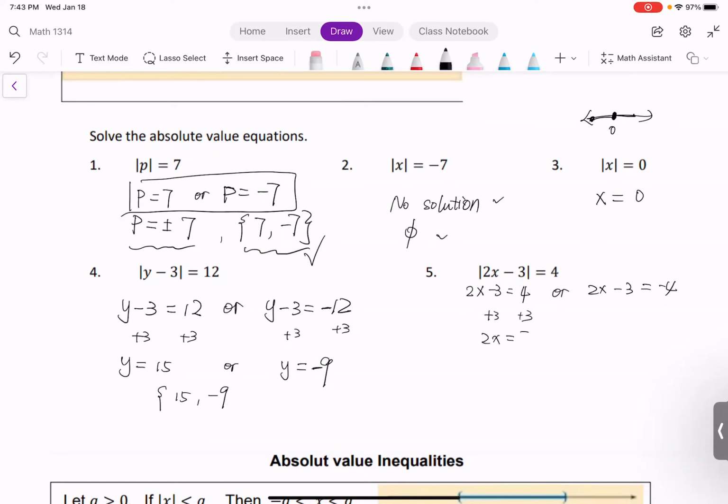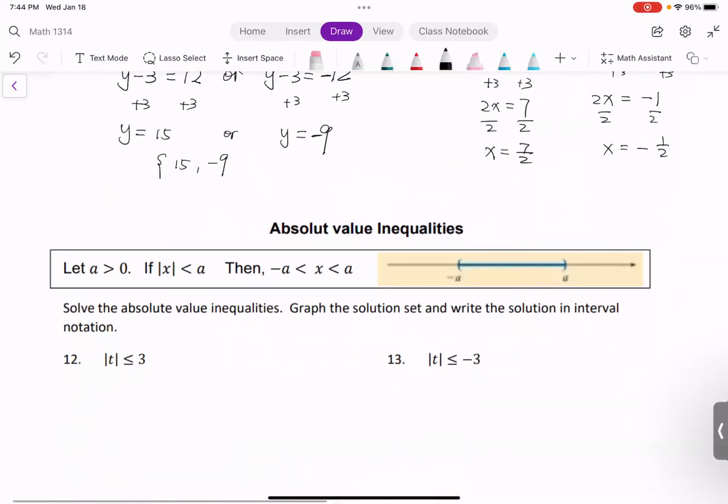2x equals 7, divided by 2 both sides, x equals 7 over 2. Another equation, we add 3. 2x equals negative 1, divided by 2 both sides, x equals negative 1/2. Okay, that's how we solve the absolute value equation. Next part, absolute value inequalities.